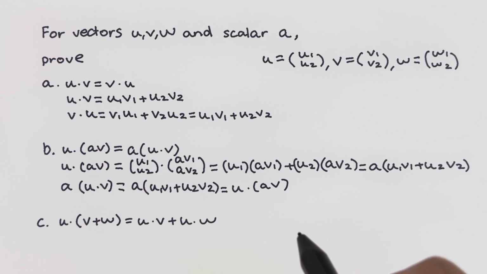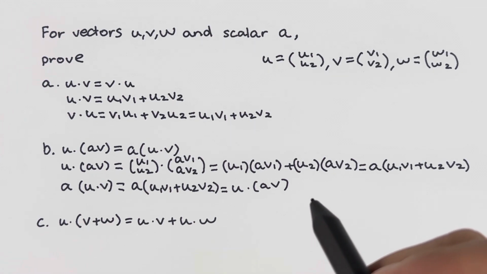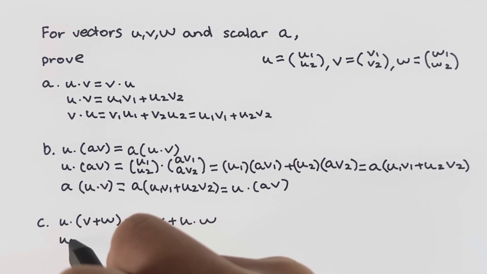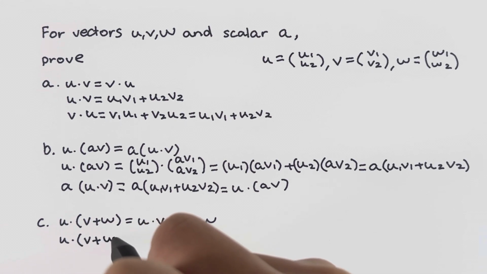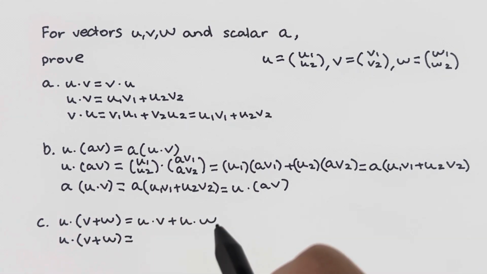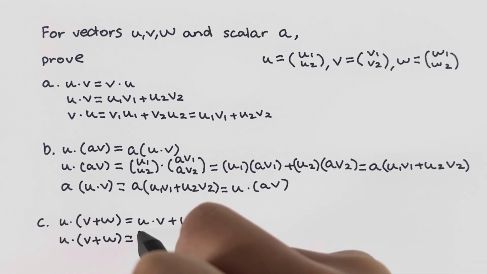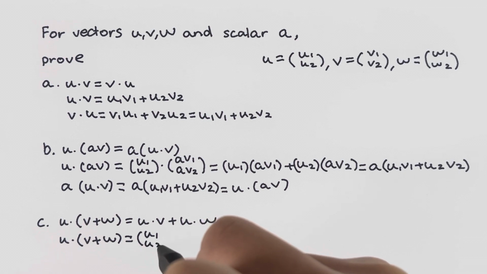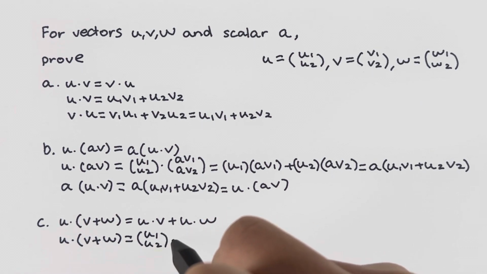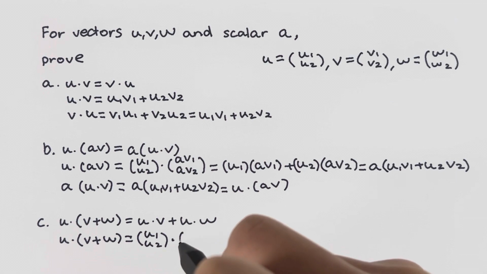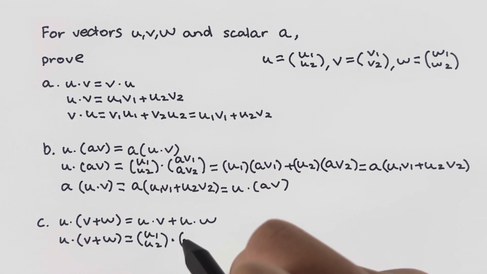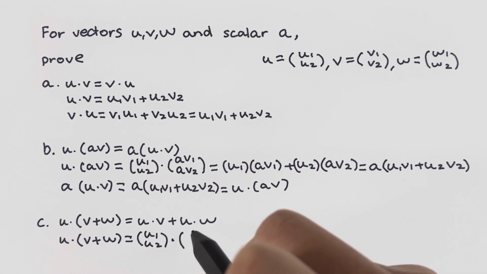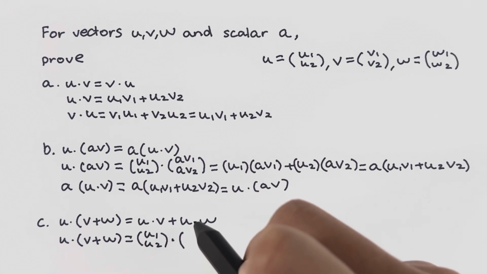For the last part, we have u times v plus w equals to u times v plus u times w. So we have u times v plus w equals to u1 u2, which is the vector form of u. Multiply this by v plus w. When you're adding vectors, you add the top portion and bottom portions respectively.